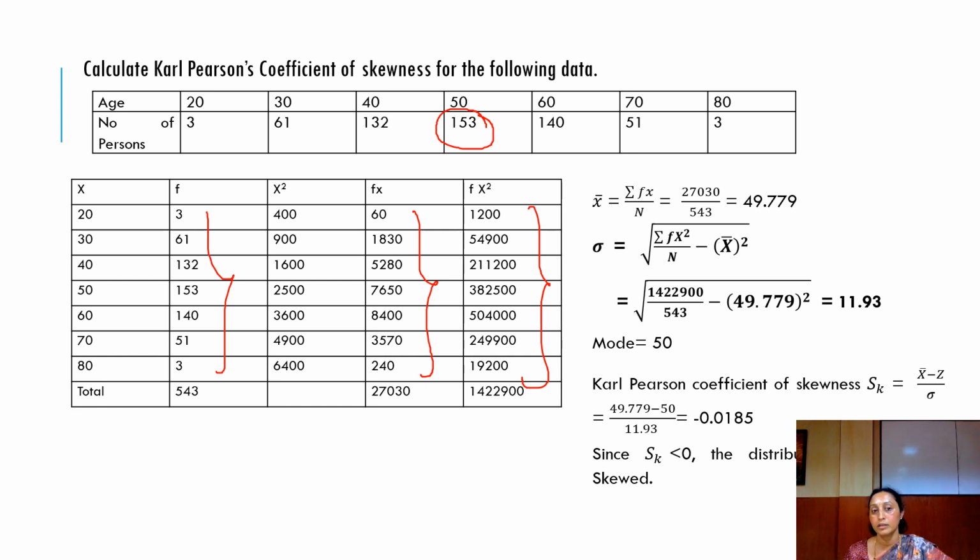This is how we find the skewness for the individual, discrete and continuous observation by using Karl Pearson coefficient of skewness.